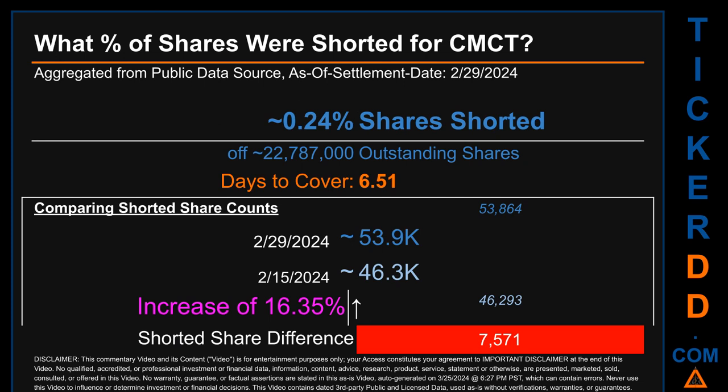When I compare the current 2-week period data snapshot against the previous period, ending in settlement date, February 15, 2024, I find that the current snapshot had roughly 7.6 thousand more shares shorted. This means that, compared to the previous snapshot, the current snapshot has an increase of 16.35% of shorted shares.